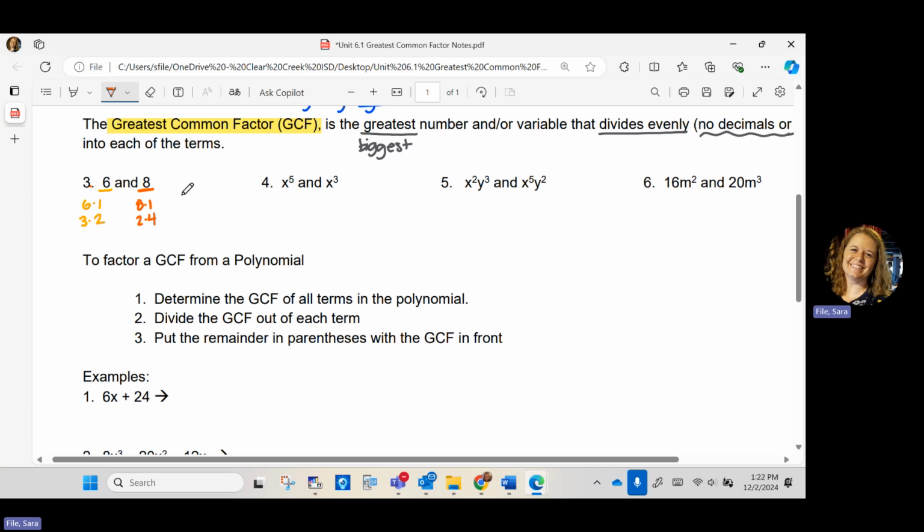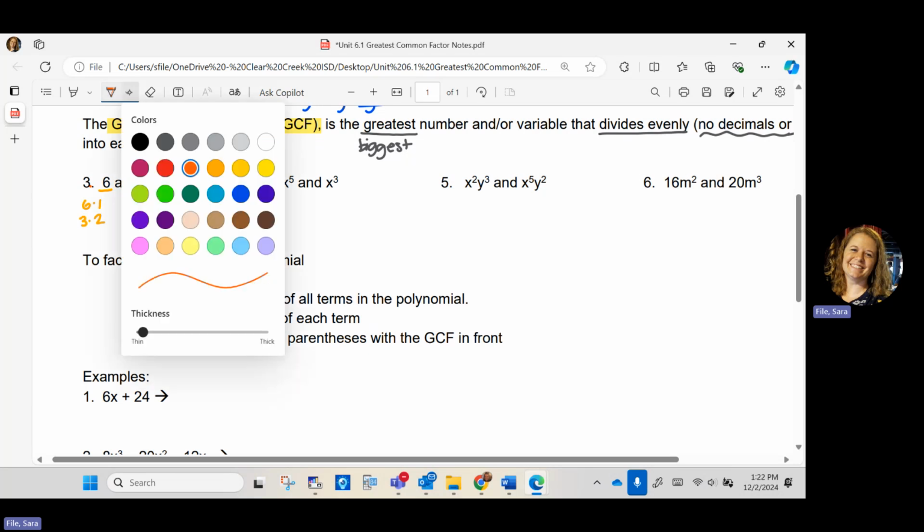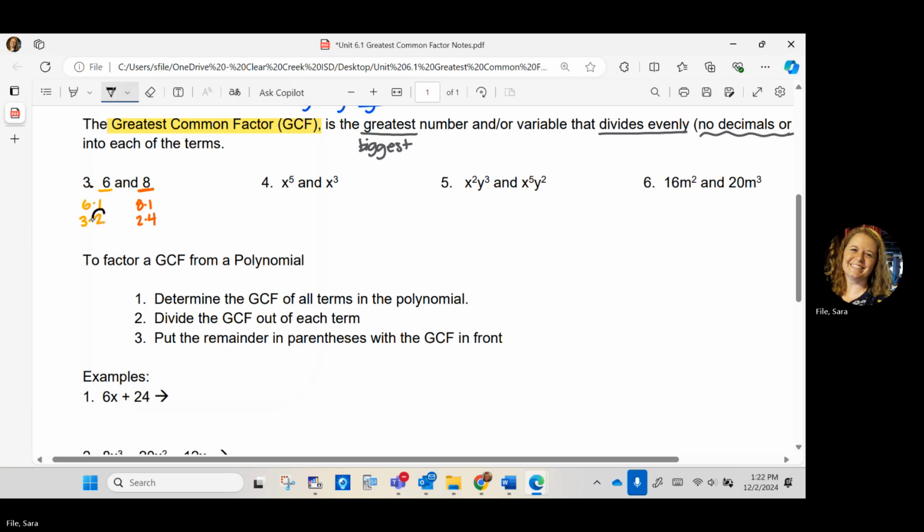Do these two lists have anything in common? They both have a 1. What else do they both have? They both have a 2. Which one's bigger, 1 or 2? 2. So 2 is the biggest or greatest factor that they have in common. So 2 is my GCF, greatest common factor.